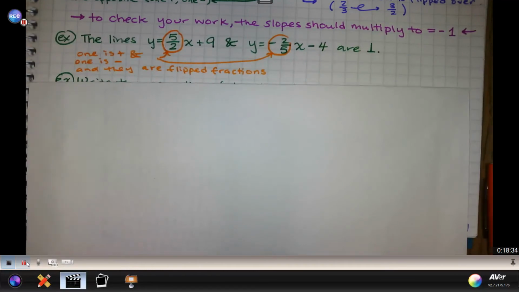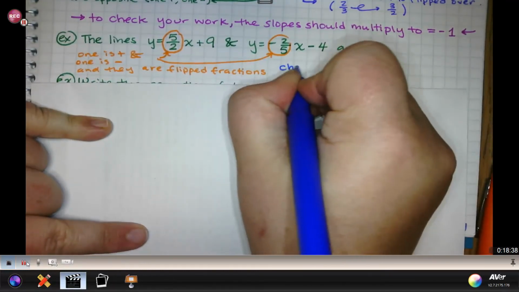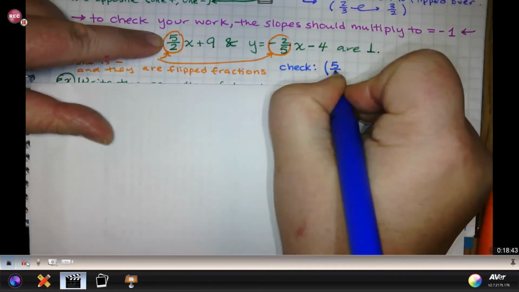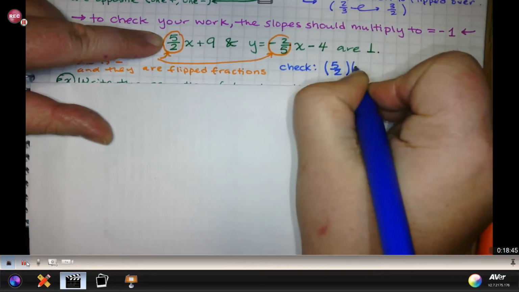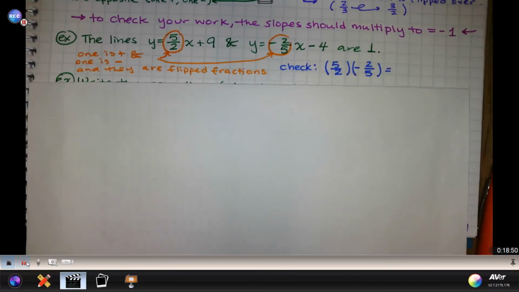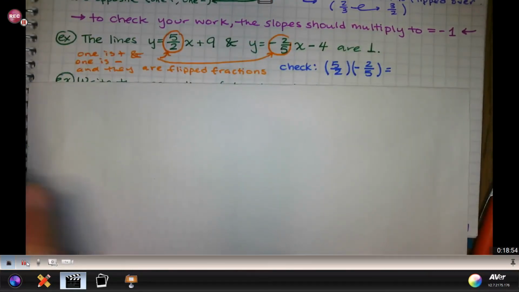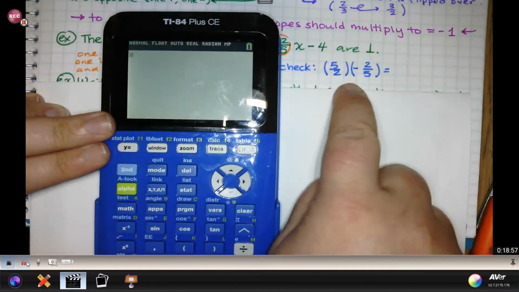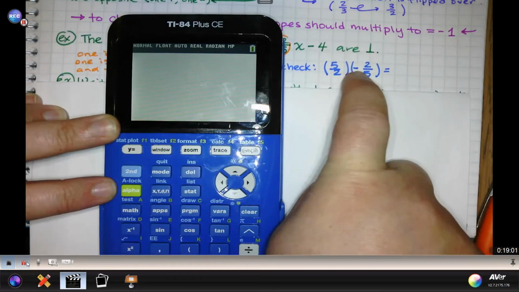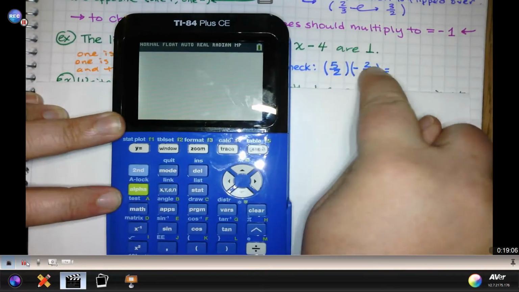Okay, well, we can also do a quick little check. Our check says if we multiply the two fractions, so 5/2 times -2/5, we should get -1. So take your fraction or your calculator, and remember, there can only be one negative, so you can either make it negative out front, negative in the numerator, or negative in the denominator. I think I'm just going to put it in the numerator.